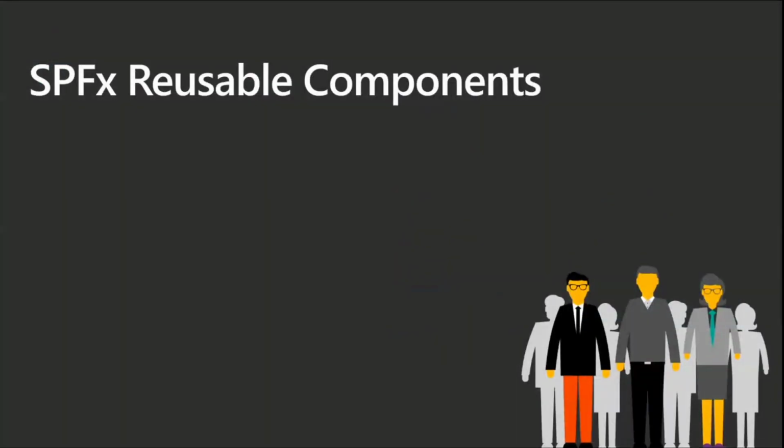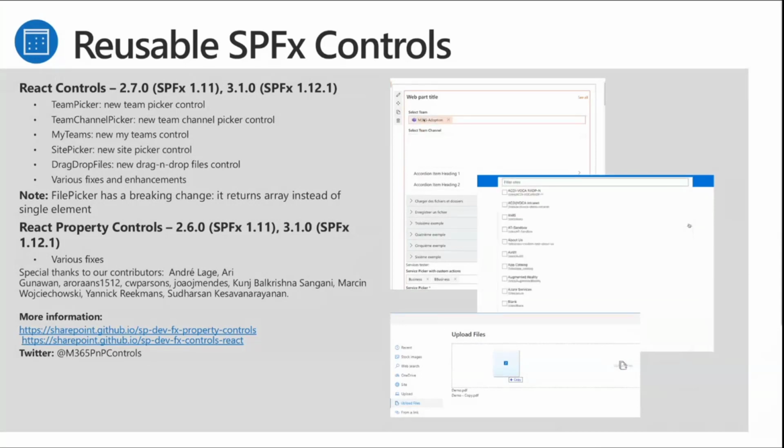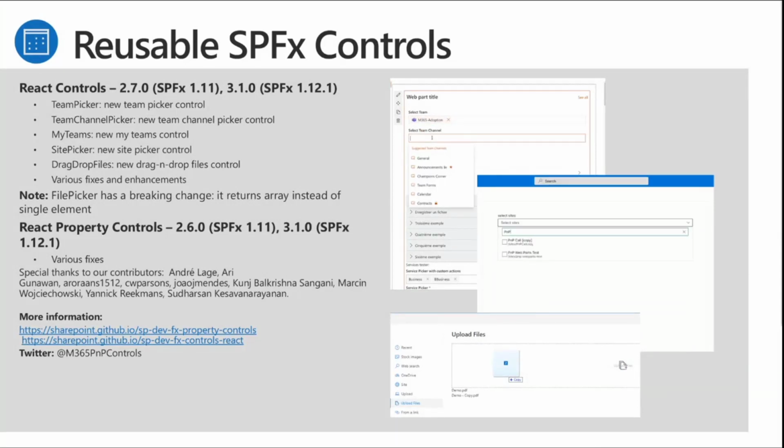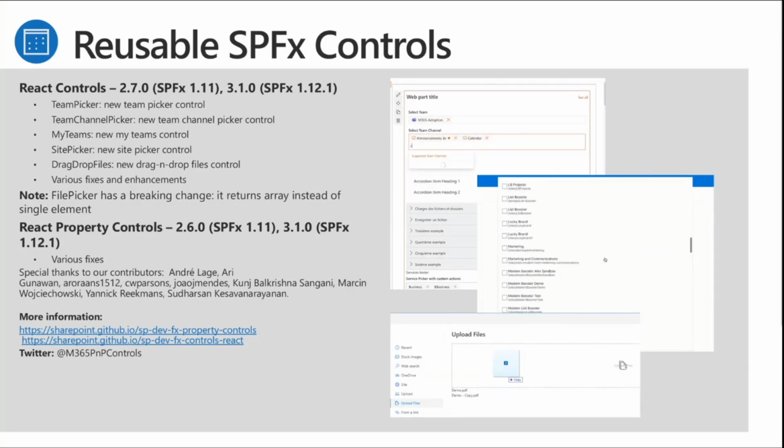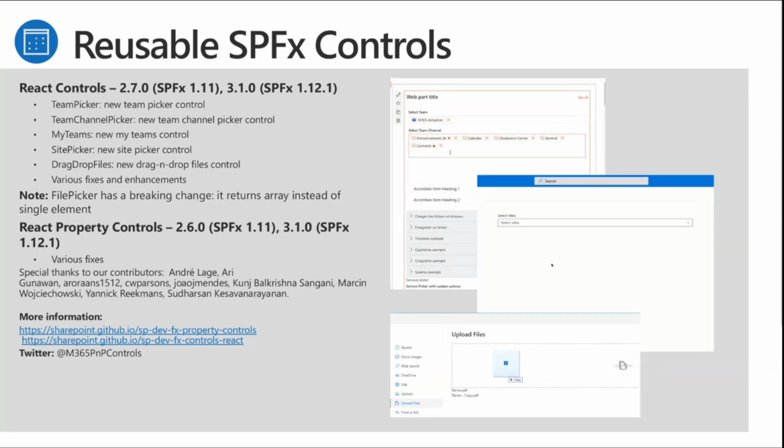And as well, SPFx reusable components, new updates here. So we've got the set of React controls, and these are the ones designed to be used in the body of your web parts or application customizers. 2.7 or the 2.x branch is for SPFx 1.11 and below, and the 3.x, of which 3.1 is the latest, is for SPFx 1.12.1 and presumably forward.